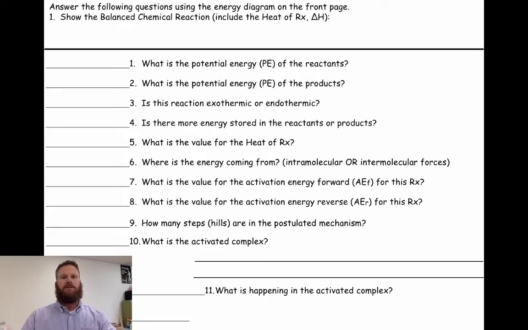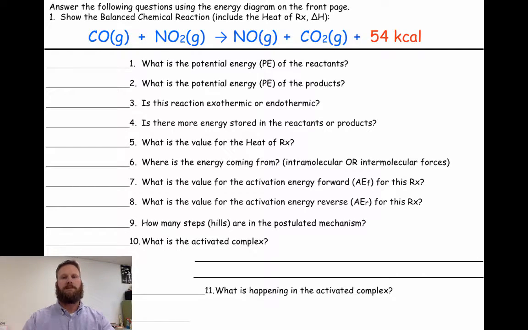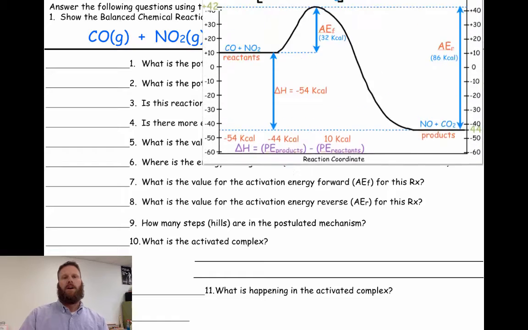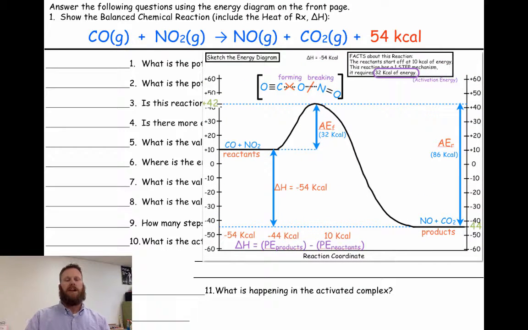All right, let's answer some questions using the energy diagram. A delta H of negative 54 kcals means the reaction is exothermic. So when we write the balanced chemical equation, 54 kcals needs to be written as a product. What is the potential energy of the reactants? We can see right here that the potential energy of the reactants is positive 10 kcals.